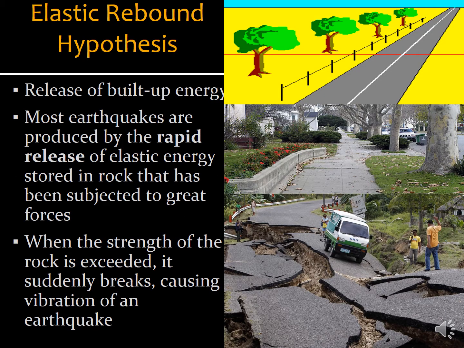Now let's go back to the elastic rebound hypothesis. Well, the thing is, it's called release of built up energy. Yes, these are real pictures of an earthquake and what could basically take place. Most earthquakes are produced by rapid release of elastic energy stored in rock that has been subjected to great forces. Look at this. It shook a little bit, everything just kind of collapsed. So now you can see the hanging wall and the footwall. When the strength of the rock is exceeded, it breaks and causes the vibration of the earthquake. So the rock is exceeded, it breaks, and causes an earthquake.